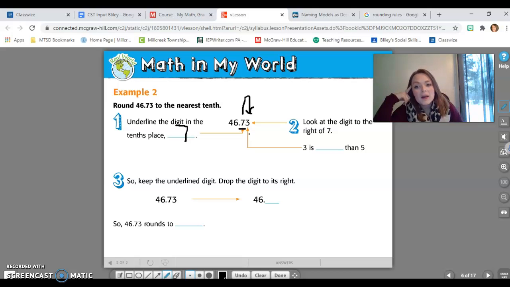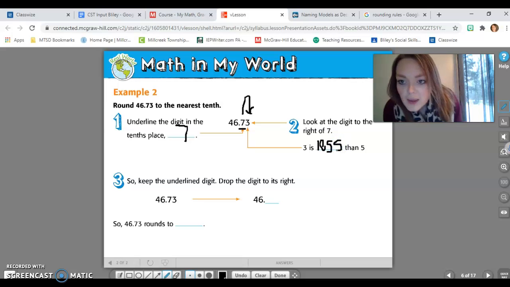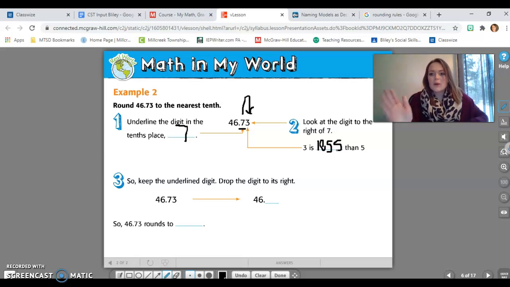So we need to think in our mind. 3, do we leave it the same? Or in this case, we're going to drop it off? Or do we bump it up? 3 is less than 5. So we are going to actually drop it off. So with decimals and whole numbers, like last year, we kept it the same. But with decimals, we're actually just going to drop off that number.